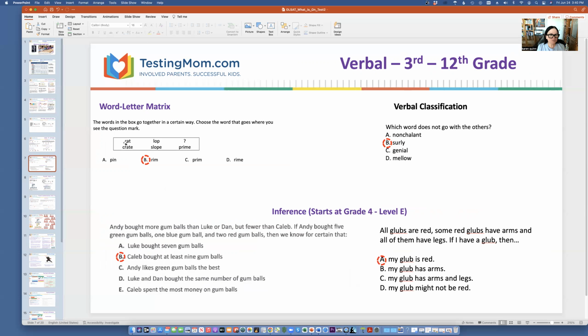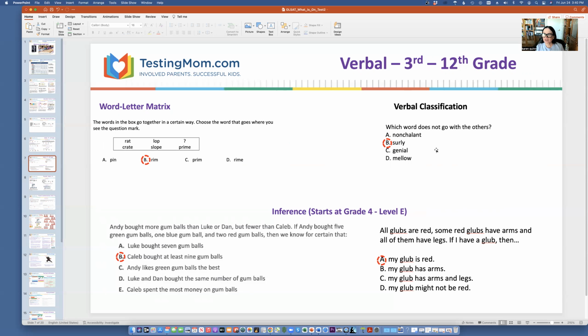But here with rat and crate, we've added a letter at the beginning, a letter at the end. Letter at the beginning here, letter at the end to get to slope. So what goes here? Rim. And we add the letter at the beginning, letter at the end, and that's what goes here.